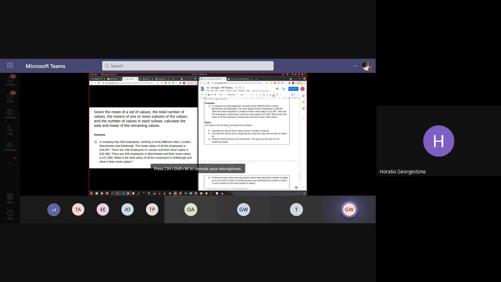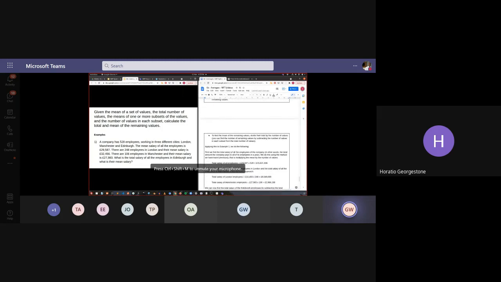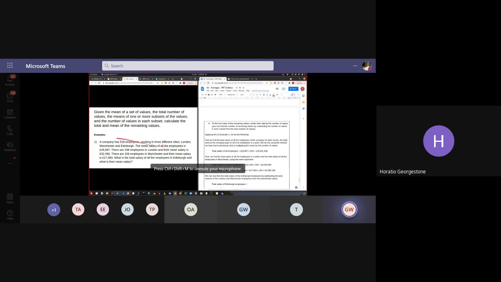To save us time, let's have a look here. The total salary of all the employees equals the mean salary, 29,587, multiplied by the total number of employees, 528, and that gives us £15,621,936.